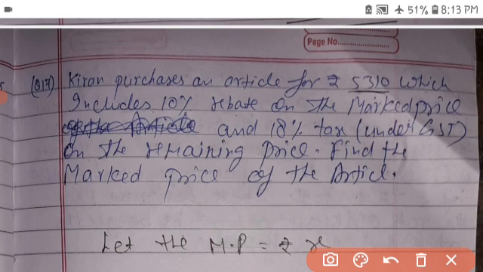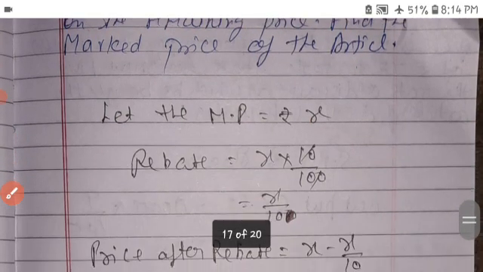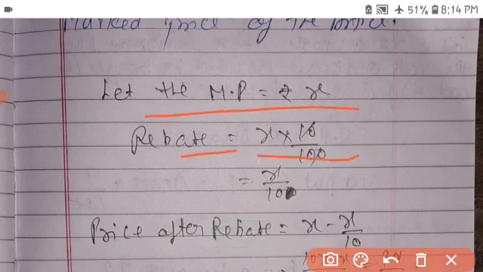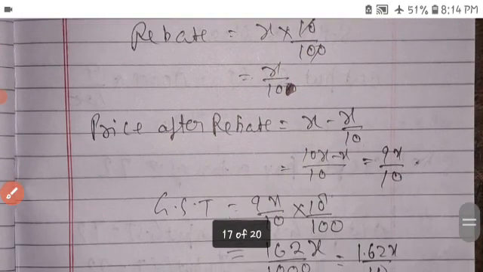Now question number 17. Kiran purchased an article for rupees 5,310, which includes 10% rebate on the market price and 18% tax under GST on the remaining price. Find the market price of the article. Let the market price be rupees x. Rebate is x into 10 upon 100, that is x upon 10.